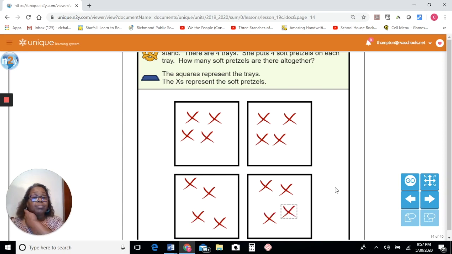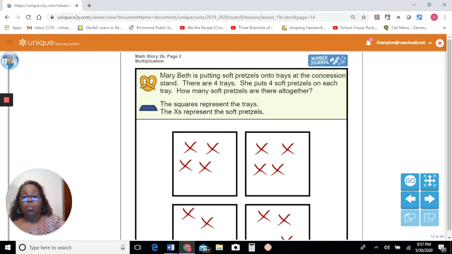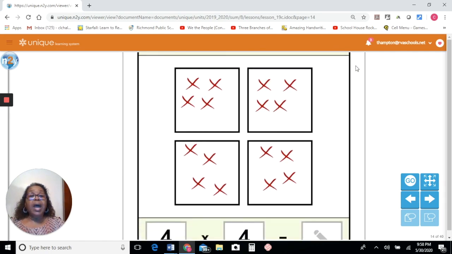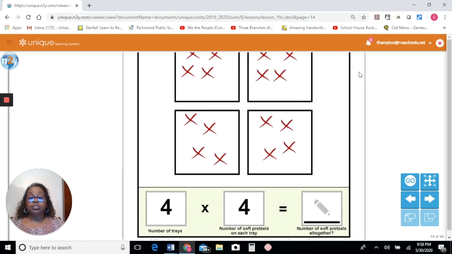We've got our problem set up. There are 4 trays. 1, 2, 3, 4. How many items on each tray? There are 4 pretzels on each tray. And as we can see, each box has the same amount, 4. How will we set up that problem if we're doing multiplication? 4 boxes, 4 items in each box. 4 times 4. If we were doing an addition, it would be 4 plus 4 plus 4 plus 4.